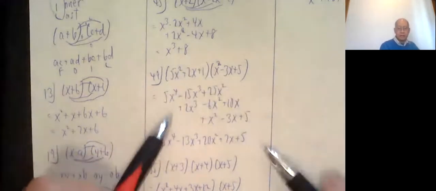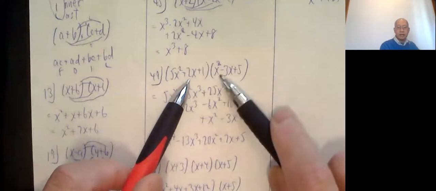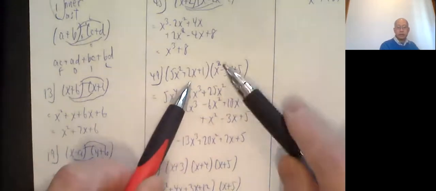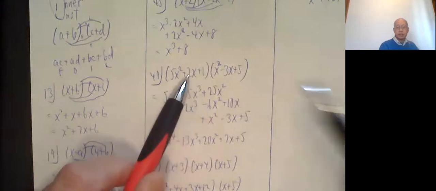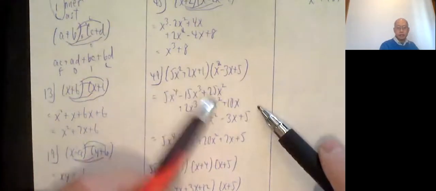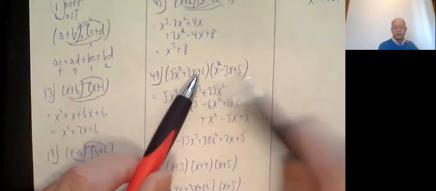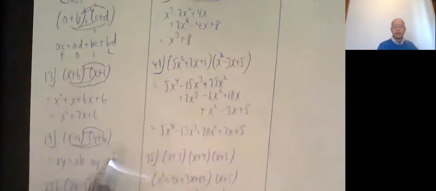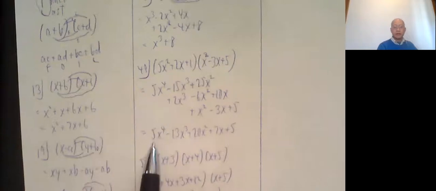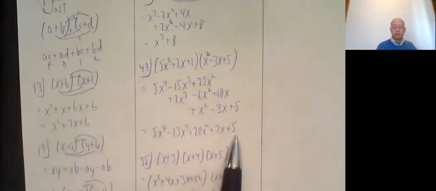And notice how I lined it up so it's easier to combine like terms. 2x times that, and that. 2x times x squared, 2x cubed. 2x times negative 3x is negative 6x squared. 2x times 5, 10x. Okay, that's done. Now it's 1 times these, but if it's 1 times these, you can just copy all these out. So I just copy that. And then just add straight down: 5x to the 4th minus 13x cubed plus 20x squared plus 7x plus 5.